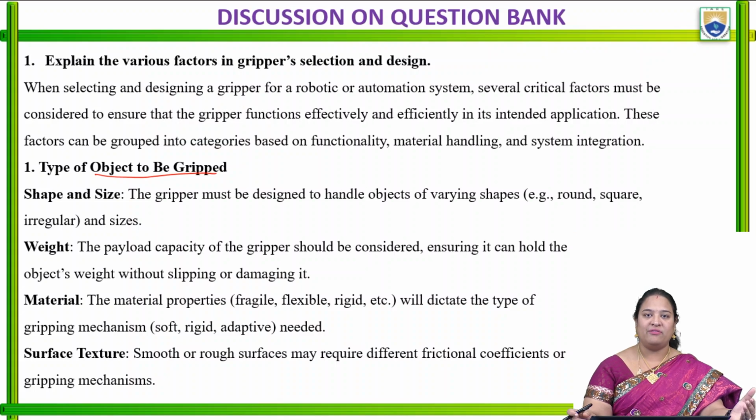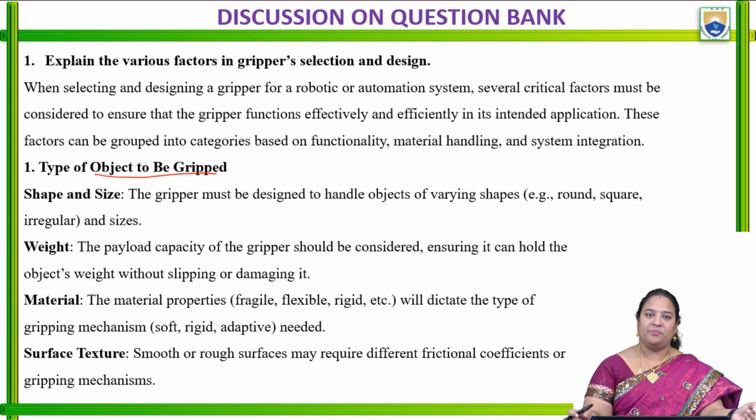When we consider the payload capacity of the gripper, only then can we ensure that the object will be held by the robot in a proper way, without slipping or damaging the object, or damaging the robot's end effector itself, right? That is known as the weight selection objective.